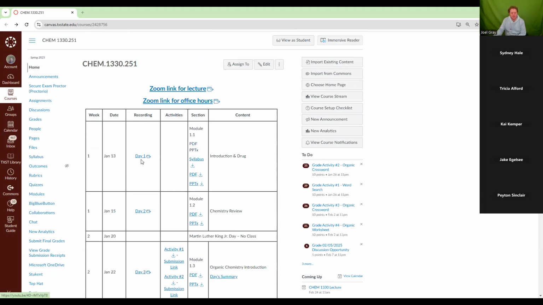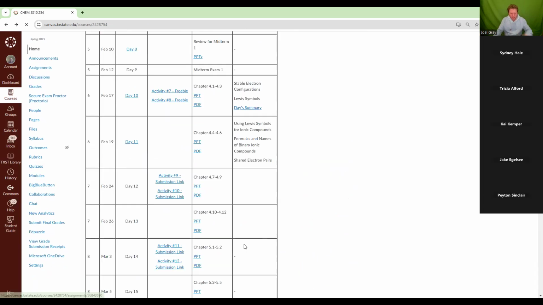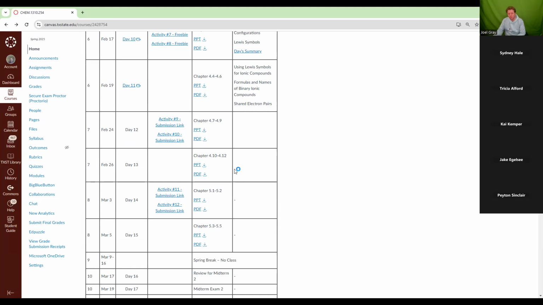What we are talking about today is getting back into our discussion of the periodic table and some elements. Today is the 12th class meeting. We are covering chapters 4.7 to 4.9. We've got the PowerPoint and the PDF. I've also got the PowerPoint and PDF for all of this stuff up through next week.